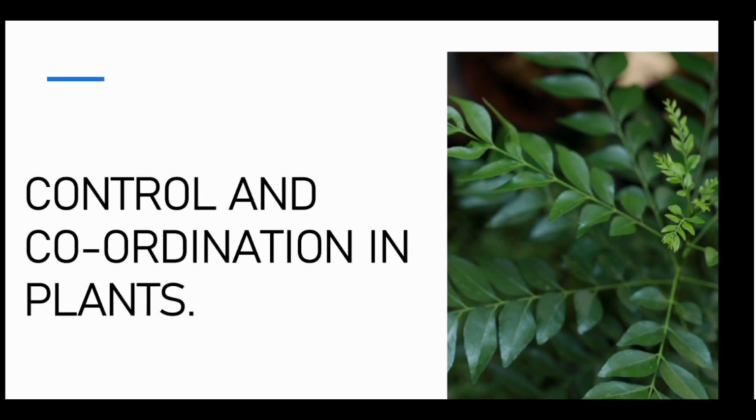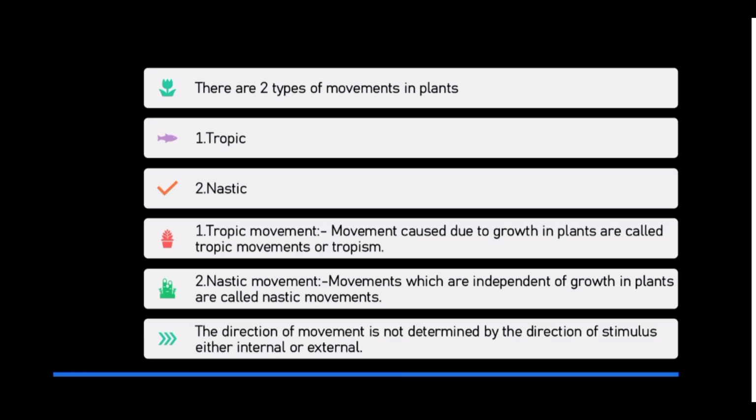Hello friends, topic for today is control and coordination in plants. So there are two types of movements in plants, tropic and nastic. Movements caused due to growth of plants are called tropic movements or tropism. Movements which are independent of growth of plants are called nastic movements.